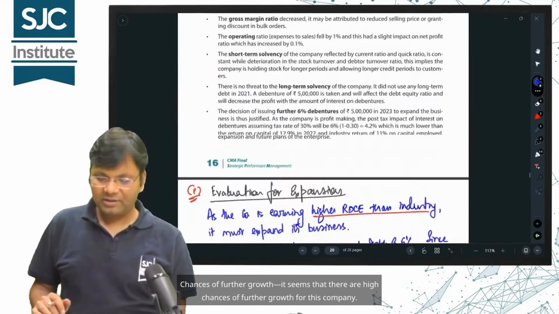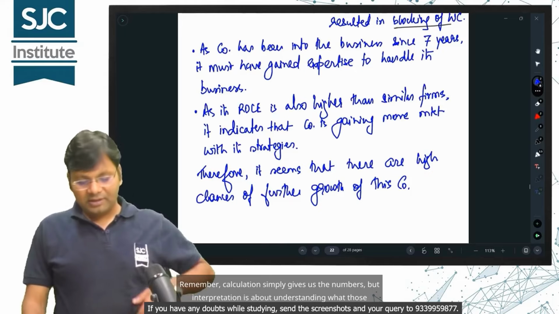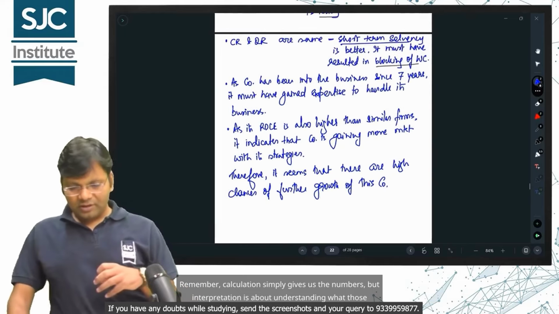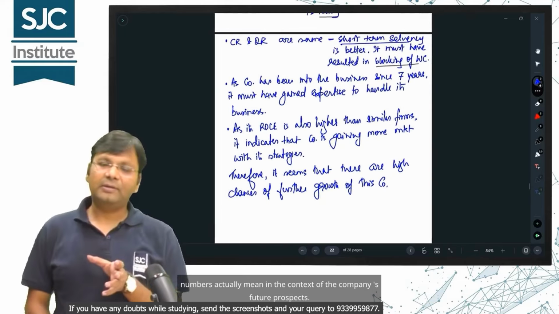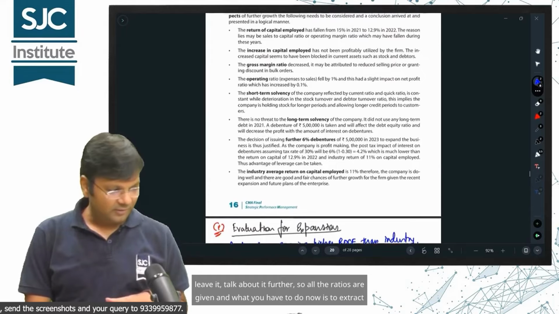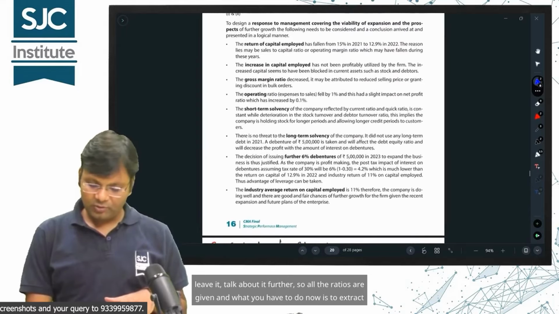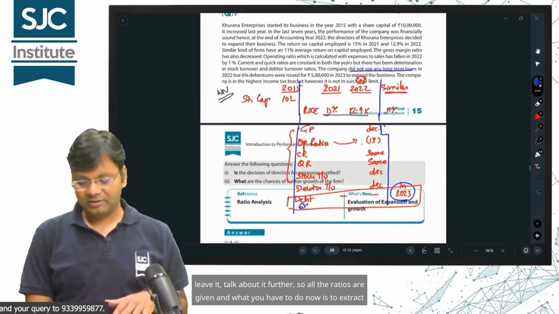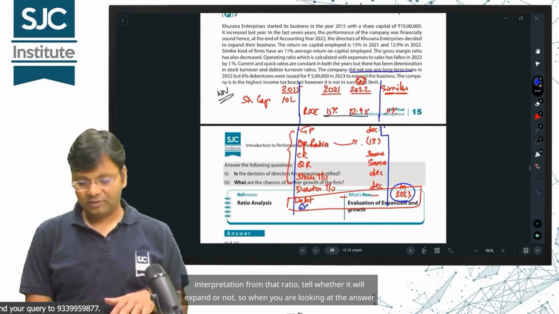So, you got a slightly different level of understanding that calculation is not interpretation. Remember, calculation simply gives us the numbers, but interpretation is about understanding what those numbers actually mean in the context of the company's future prospects. So we did not talk about ratio calculation, that we are thinking what is ratio, learn it like children and leave it. All the ratios are given and what you have to do now is to extract interpretation from that ratio, tell whether it will expand or not.